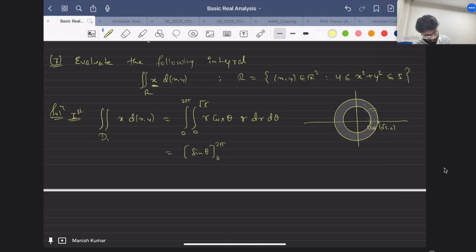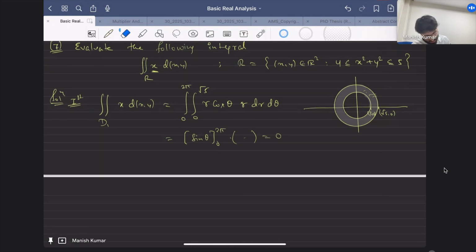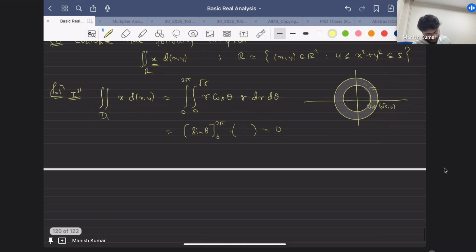Root 5, sir. Yes, theta is very important. So this is 0. Similarly, is it coming out to 0? Yeah, for the second one also it would be the same, right? The logic would be the same. So I think the integral is going to be 0.